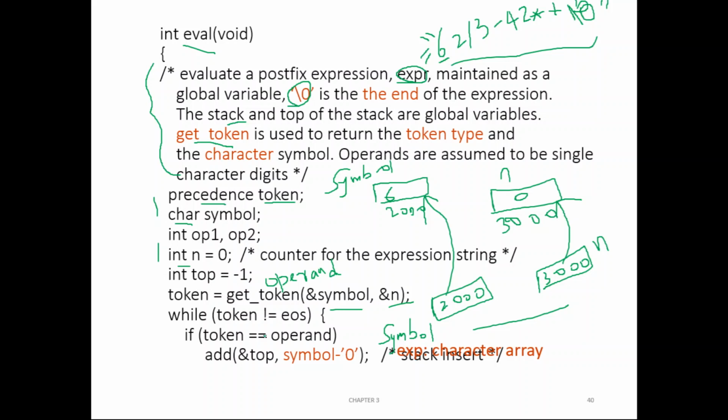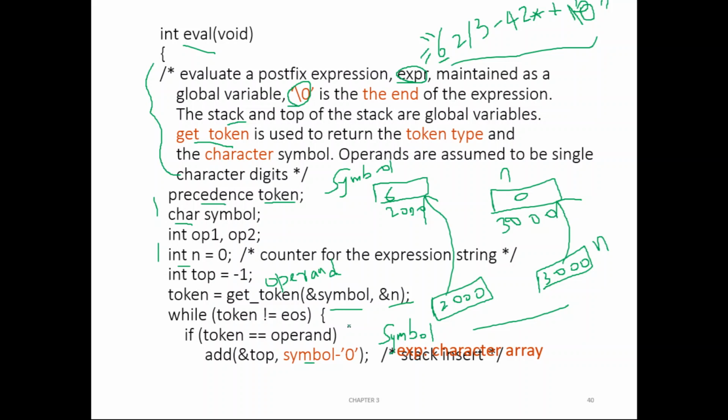But how should it push? It should push as an integer. We should convert this 6 to an integer. But right now we are reading it as a character. See this symbol, what type? It is a character. This expression is also a string. So how could you convert this to an integer? For that we are doing this: symbol minus '0', character 0.